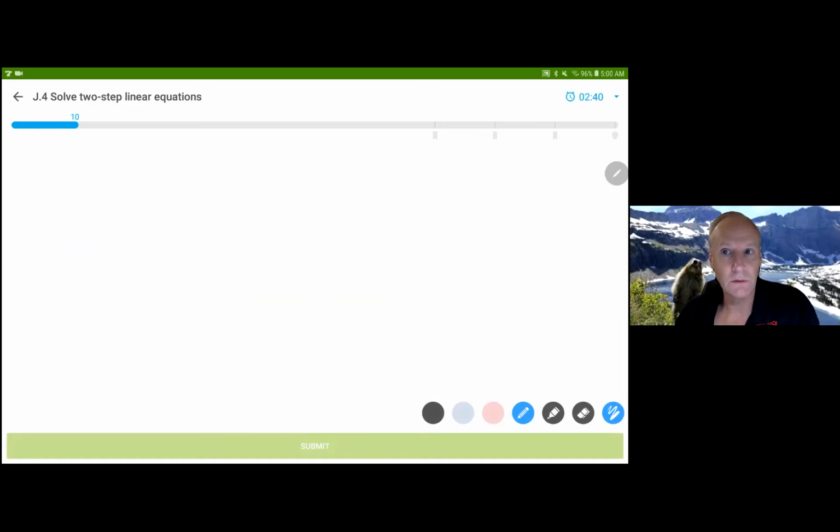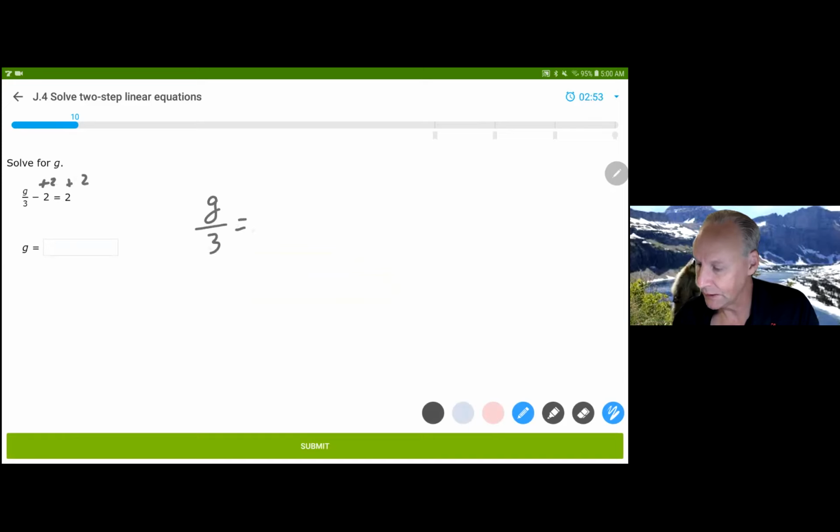All right, so I'm not going to go into the detail this time. I'm going to add 2 to both sides. Let me make it a little bit bigger. Add 2 to both sides, and I get G over 3 equals 4. And then I'm going to multiply by 3 on both sides. And G is equal to 12.